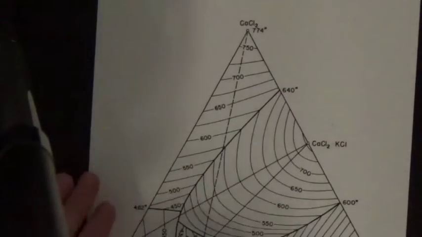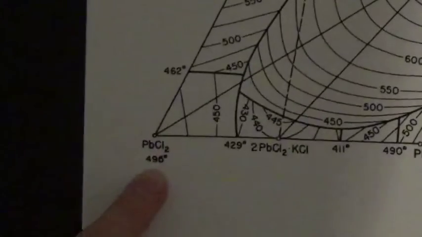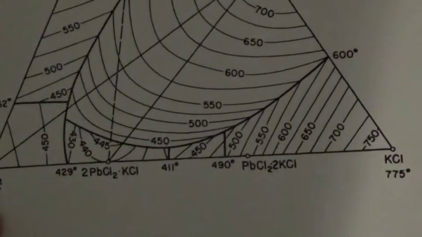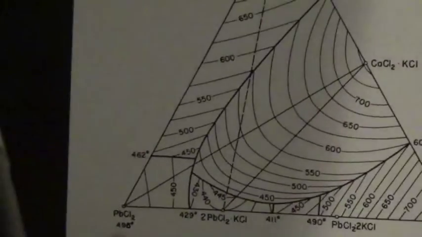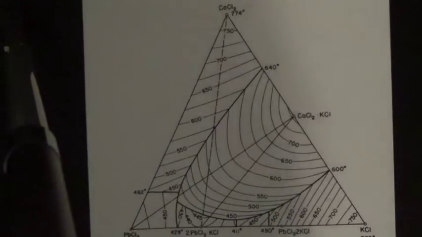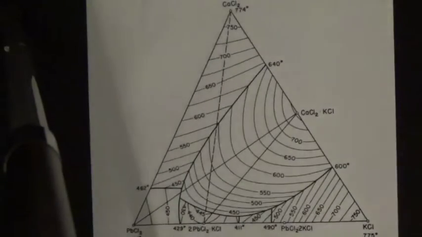So the first phase diagram that I want to look at is this one. Let me zoom in here a little bit. You can see it's the calcium chloride, lead chloride (PbCl2), and potassium chloride. We talked about this phase diagram last week. What I want to do today is go through just a few more examples.